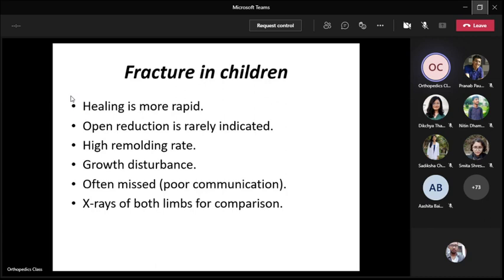Injuries are often missed because pediatric patients, a baby or a child, can't properly communicate with you. So you have to be cautious enough. You have to observe the patient to find where the problem is. Most of the time in the pediatric age group, the baby has not started talking, so you have to look by examination. You have to identify what the problem is, where the problem is, and accordingly go for investigation. And sometimes an X-ray of both limbs for comparison is required, as I have told you. So in the pediatric age group, sometimes we have to go for X-rays of both limbs.